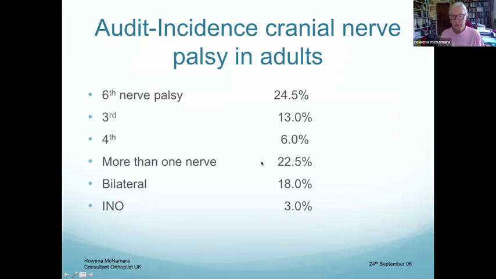In cases where they have a severe pathology, then you're going to get more than one nerve affected. So you might get a sixth and a third. You might be very unfortunate and get a sixth, a third, and a fourth. And you can get both sides of the brain affected. So you could get bilateral fourth nerve palsy, bilateral sixth nerve palsy. And this is an internuclear problem where, as I said, you get connections between the sixth nerve nucleus and the third nerve nucleus, and that can cause internuclear problems.